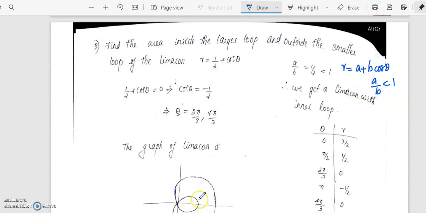So the limacon will have a loop inside it. Now here the value of a by b is 1 by 2 by 1. So that is 1 by 2, which is less than 1. So we will be getting a limacon with an inner loop. Now first of all, let us sketch the limacon.